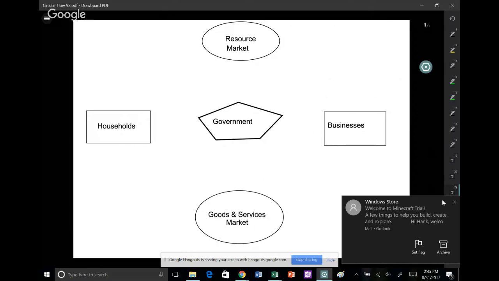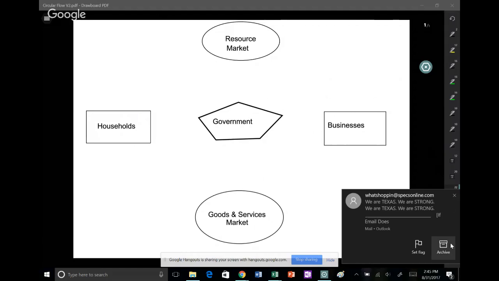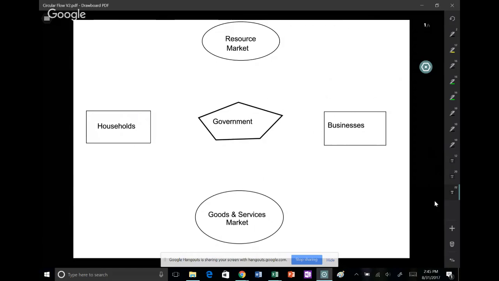And so this here is something, and please don't mind these pop-ups here. I'm clearing them out as I go.